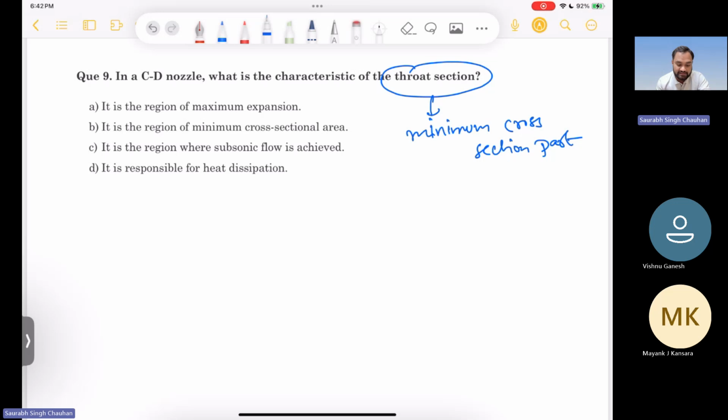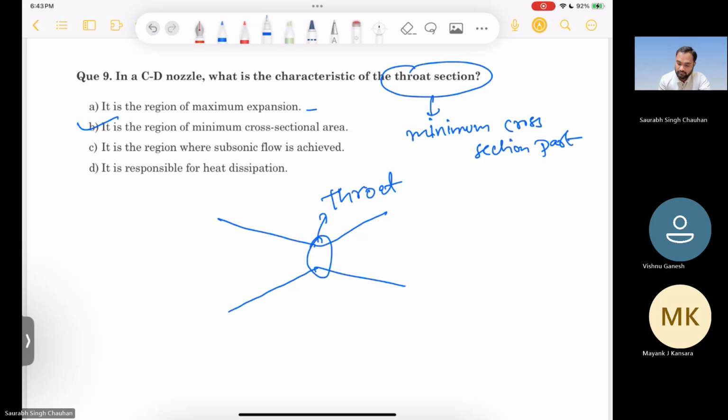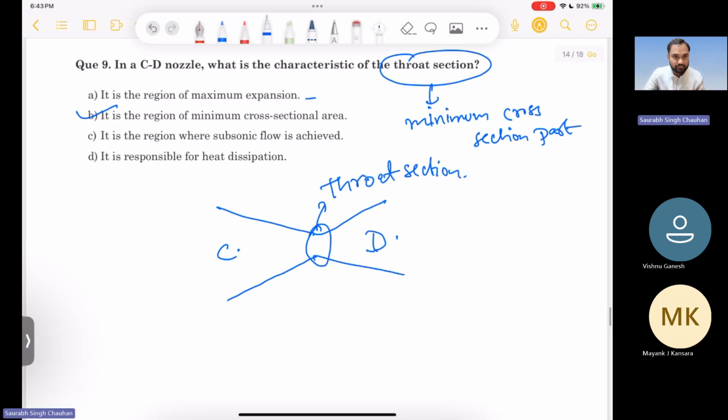Let us see all these options. Option A says it is the region of maximum expansion. Option B says it is the region of minimum cross sectional area. Yes, it is correct. Option C says it is the region where subsonic flow is achieved. This is not correct, right? It can be supersonic or subsonic, or even for choke condition, the Mach number can be equal to 1. And option D says it is responsible for heat dissipation. No, it is the part where the cross sectional area is minimum. So only option B is correct. This is the throat area. I hope this is clear.